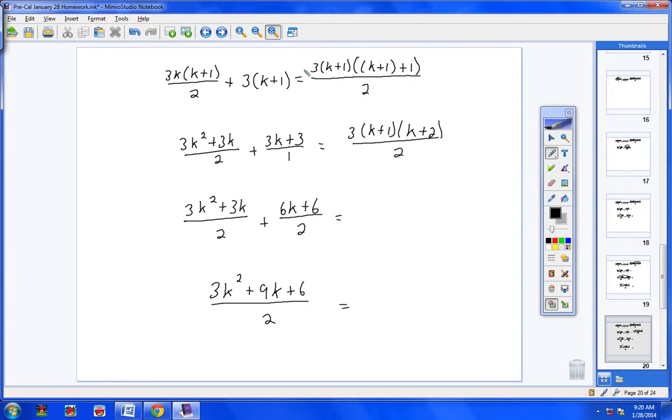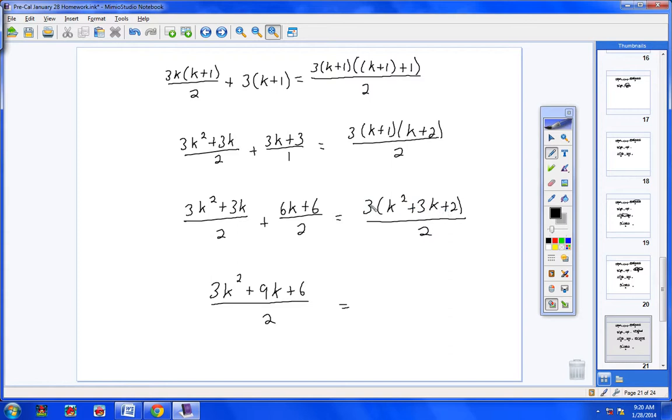So I bring down my 3, bring down my k plus 1, and I have k plus 2. Now I'm going to take this parentheses here and this parentheses here and multiply them together. K times k, k times 2, 1 times k, 1 times 2. If you do that correctly, you will get k squared plus 3k plus 2.